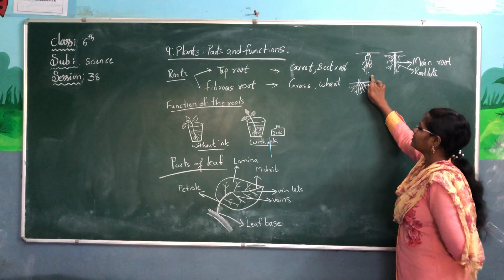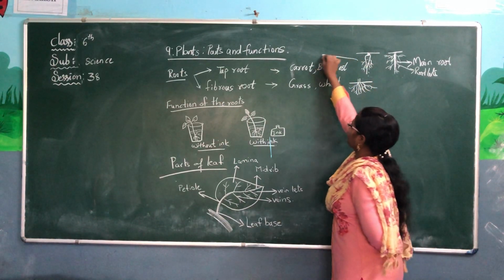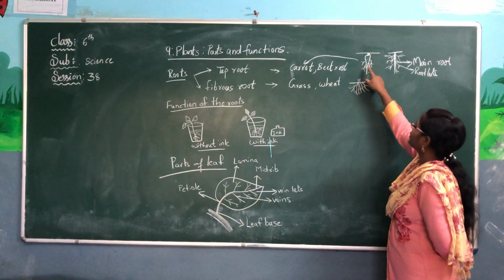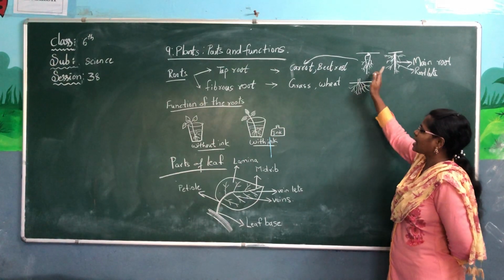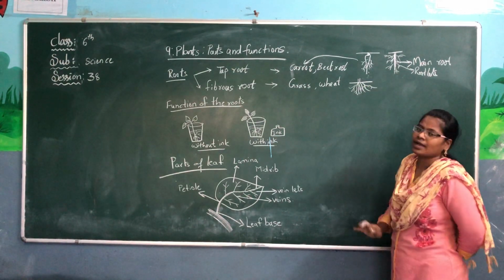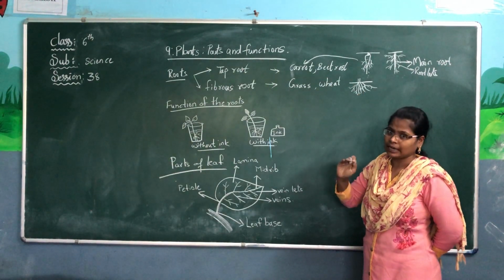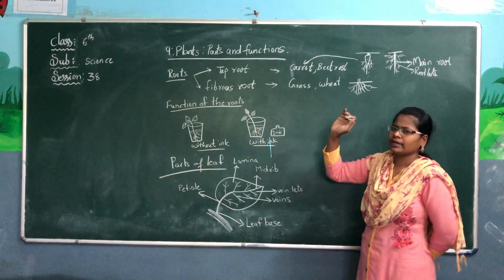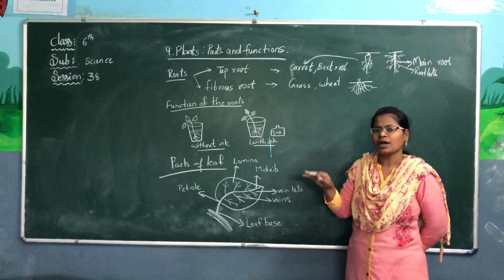Here is a very simple example I will give you: carrot. This is a carrot. This main root is the carrot. From the carrot we will have other small roots coming. This is taproot. Taproot examples are carrot, beetroot, radish, turnip, and there are many other examples. I have given you very common examples, which will be easier for you to understand.